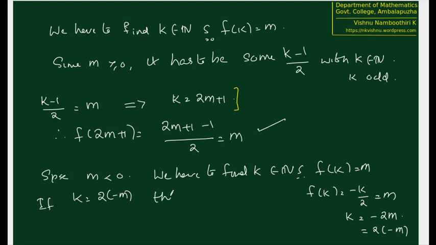then f of k equals minus of 2 into minus m, which is equal to m. So in this case also, we are finding one k in such a way that f of k is equal to that m. Therefore, if m is greater than or equal to 0, we can find this k equal to 2m plus 1. If m is less than 0, our k is nothing but minus 2m or 2 into minus m. So in either case, we are getting a pre-image for m, and so f is onto.